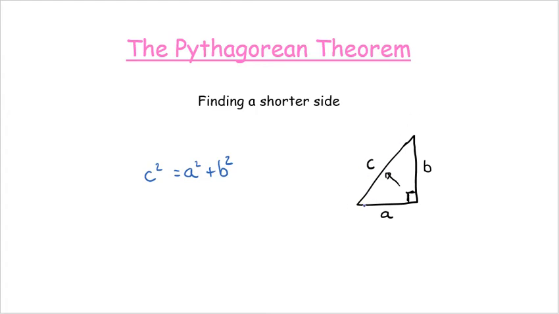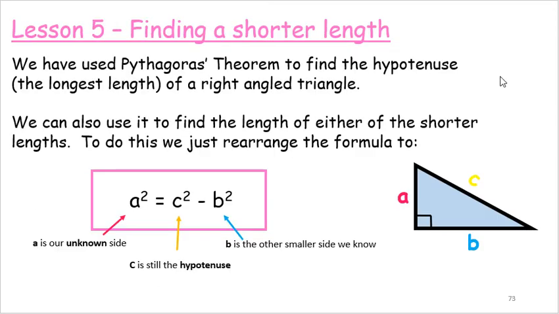However, if we want to work out one of the shorter sides, we are going to have to rearrange this formula. So we're going to be looking at a variation of this formula, which we'll be using if we're trying to work out one of the shorter sides. Okay, so there's our rearranged formula. A squared is equal to c squared minus b squared. Note that c in this case is still the hypotenuse, so the labelling of the triangle is not changed. It's just the order of the equation that's changed.